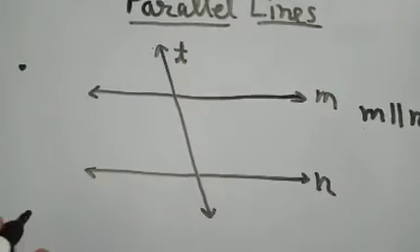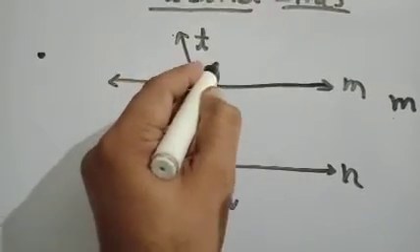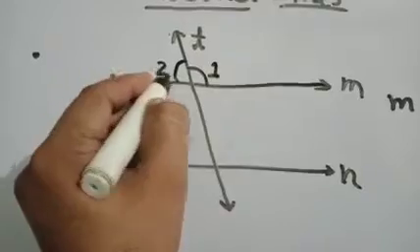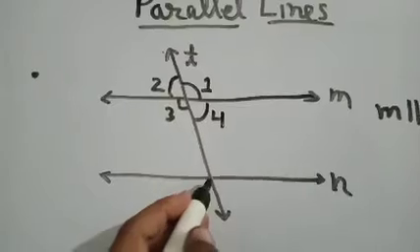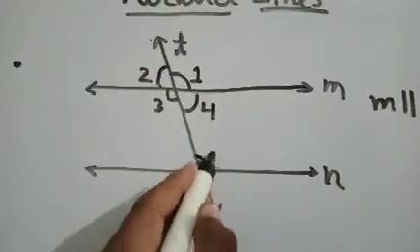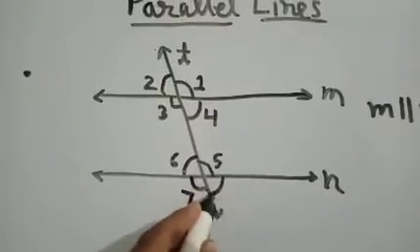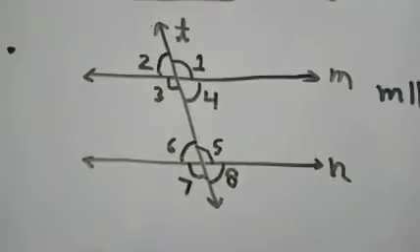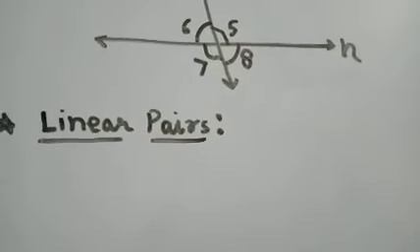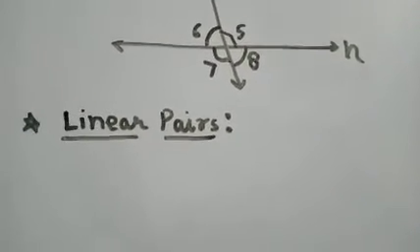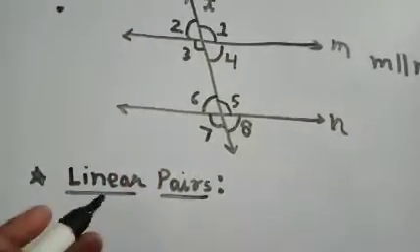So for the angles made by the transversal on parallel lines, we have to mark on top angle 1, angle 2, angle 3, angle 4. Similarly, at the second intersection point, mark again angle 5, angle 6, angle 7 and angle 8. Students, as I have discussed earlier the linear pair as well as the vertically opposite angles, in these angles we have to find the linear pairs.